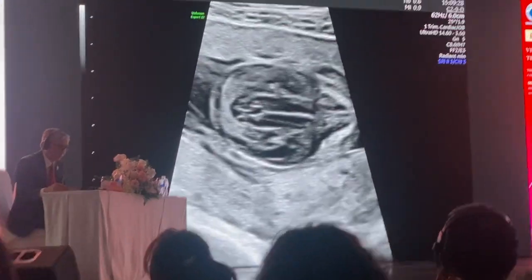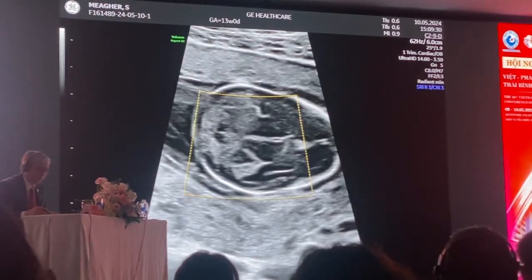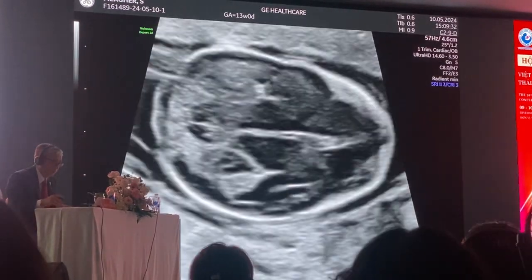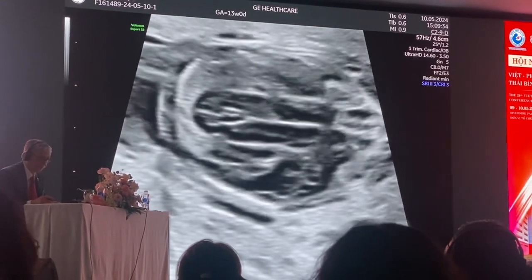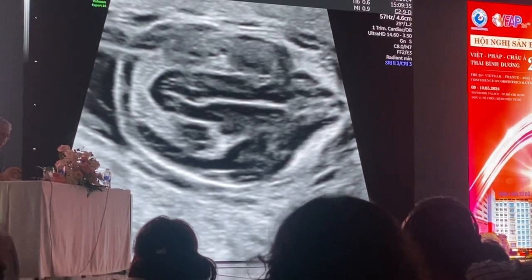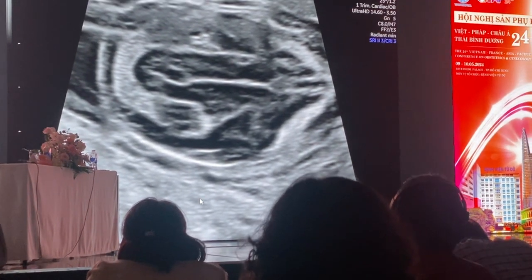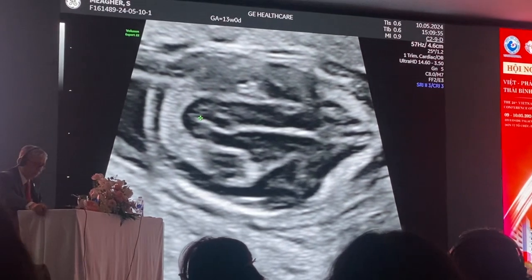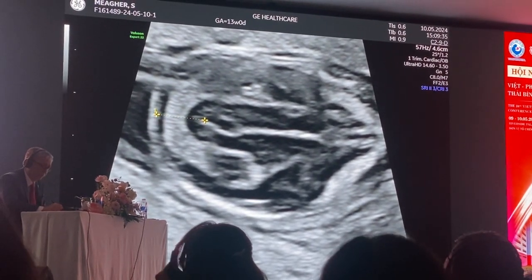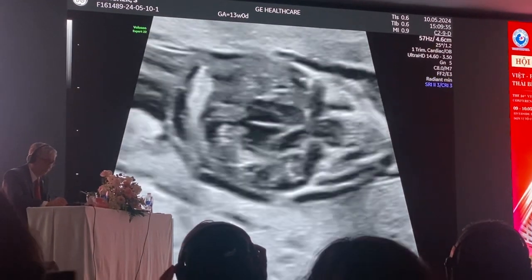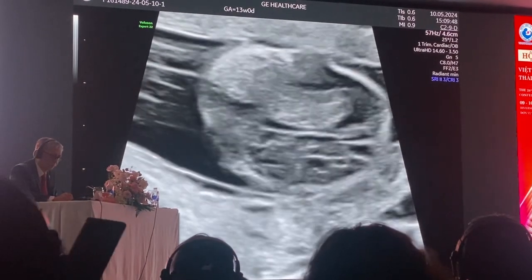So it started with the aqueduct. If I just magnify the image, this is the aqueduct of Sylvius. That's the aqueduct, and this is the cerebral peduncles, and this is the distance between the posterior border of the aqueduct of Sylvius to the inner border of the occipital bone. So that's normal.